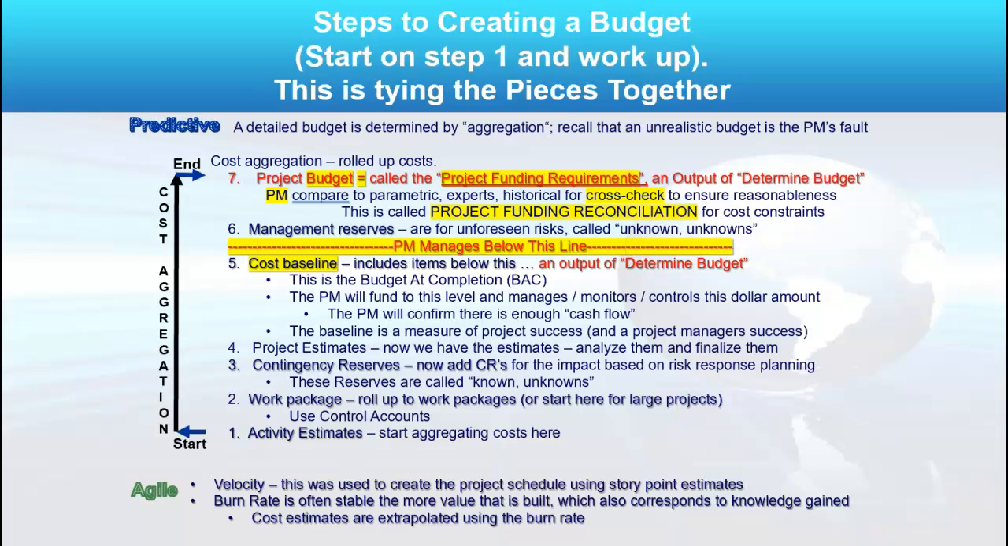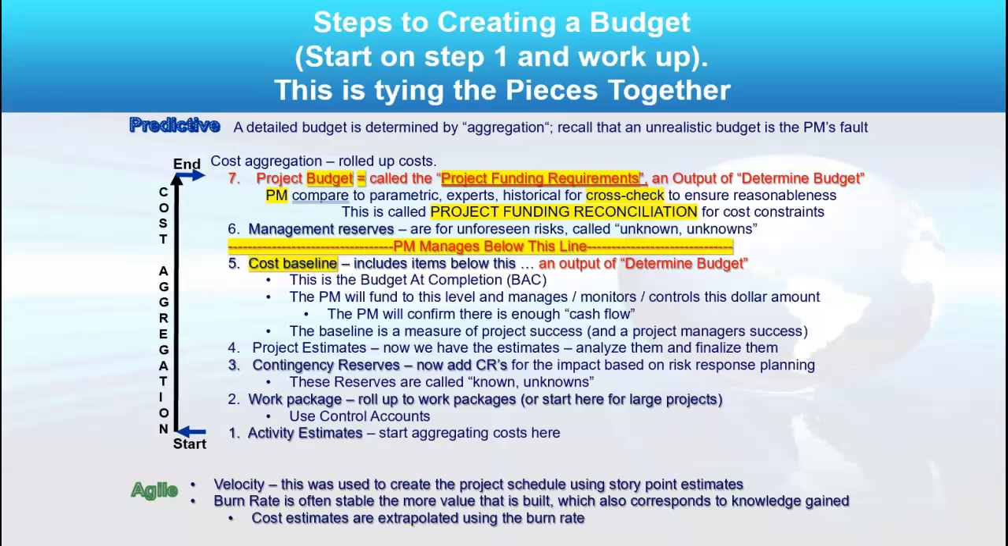And it's your money. On top of that will be management reserves. You don't own it. You don't even know it exists. Your manager likely sets something aside for unknown unknowns. We didn't identify the risk, so we did not see it coming. And then at the top of that, the term project management uses is the project funding requirements, which includes all of it. So the baseline is you, 5, 4, 3, 2, 1. Add those up, you get the baseline. All of them is called the project funding requirements.